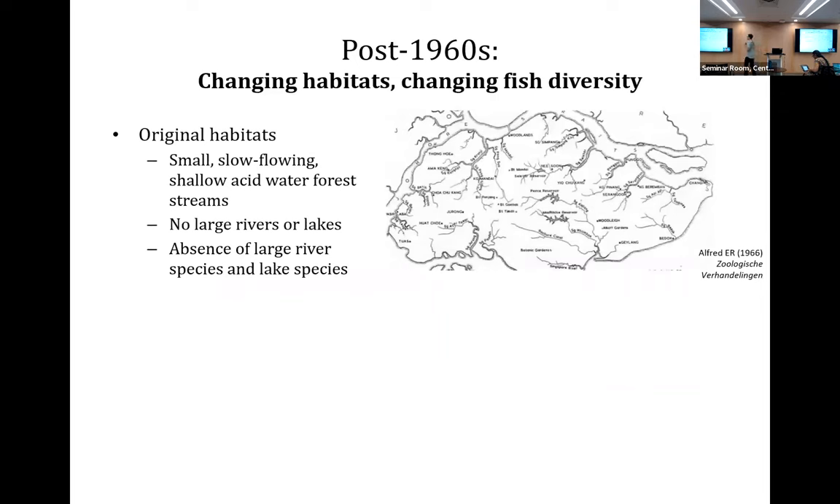Just to add a little bit more context, Singapore's original freshwater habitats are more like our natural forests. Natural forest streams and freshwater swamp. Mostly small, slow flowing, acid water forest streams. We never had large lakes or rivers. So consequently, we never had large river species. Never had large river fish and all that, and lake species. Okay, so that's the background.